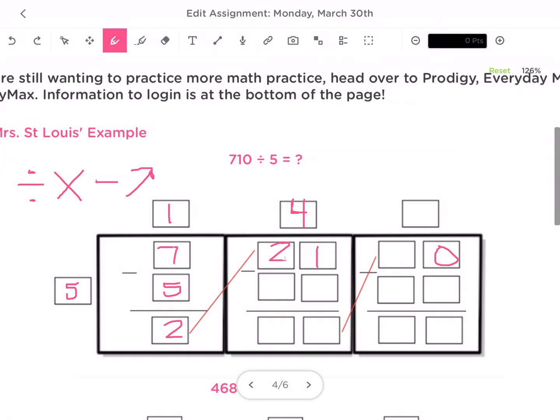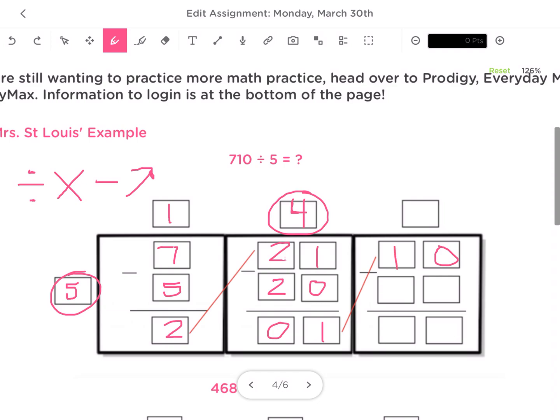Okay, so I divided. Now I'm going to multiply, going back to that repeated step. Taking your divisor times the number that you just put in that box, 5 times 4 we said was 20. Put that in the box there, and then you're going to subtract again. 21 minus 20, you get 1 left over, and you're going to drag it over.